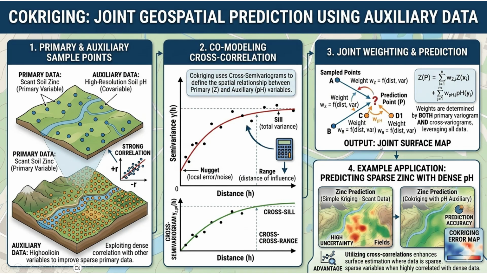So then the output is a joint surface map that you get. The example is, like I said, the zinc one. If I was just using simple kriging here, see, the map was blurry because we had very few points and I was not very sure that what I'm predicting is actually okay. If I use co-kriging with pH auxiliary data, then my predictions become more accurate. So there's no variation here. See, the more the blurring, the less confident we are about the predictions that we are making.